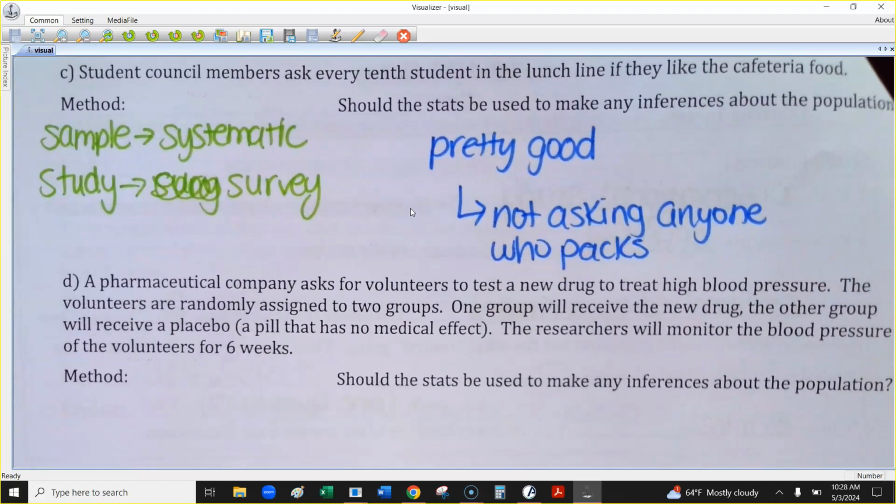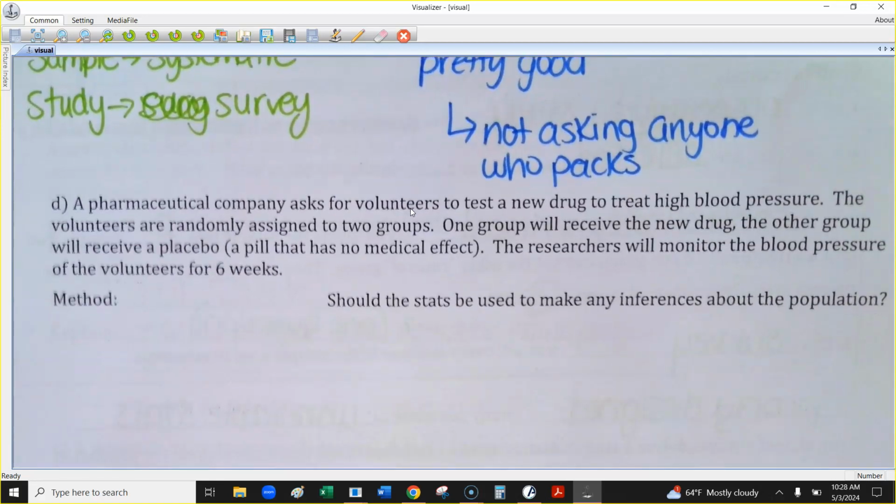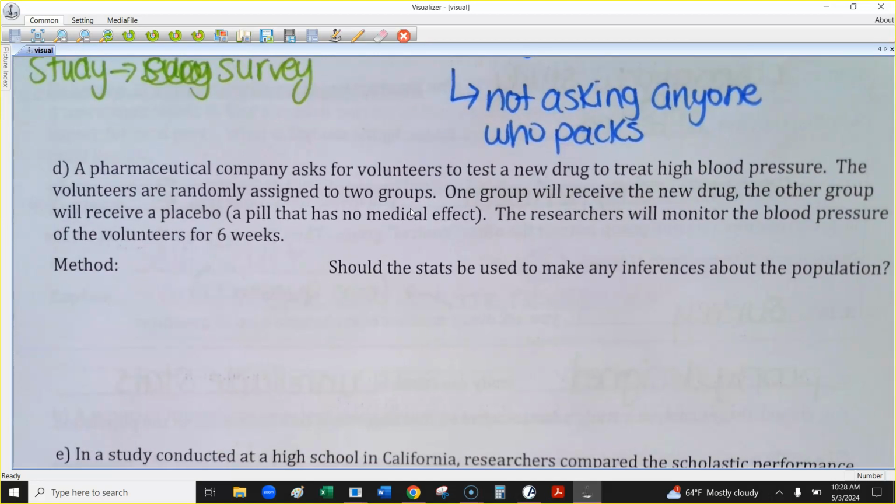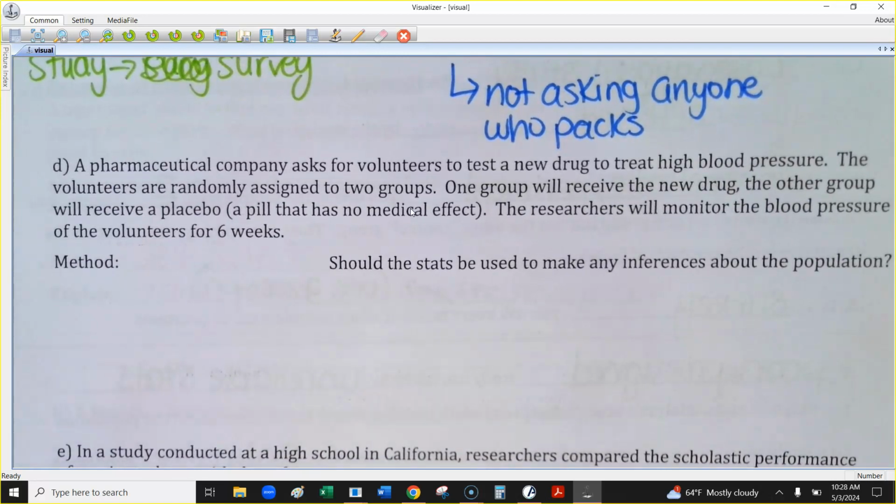All right. My next scenario says a pharmaceutical company asks for volunteers to test a new drug to treat high blood pressure. Volunteers are randomly assigned to two groups. One group will receive the new drug. The other group will receive a placebo. They call that a sugar pill. Basically, it doesn't have any kind of effect on you when you take it. But they usually, in these cases, don't tell the people which group they're in, so that way it won't affect mentally what's going on. It says the researchers will monitor blood pressure of the volunteers for 6 weeks.